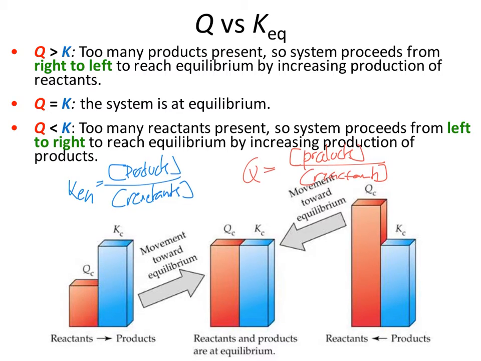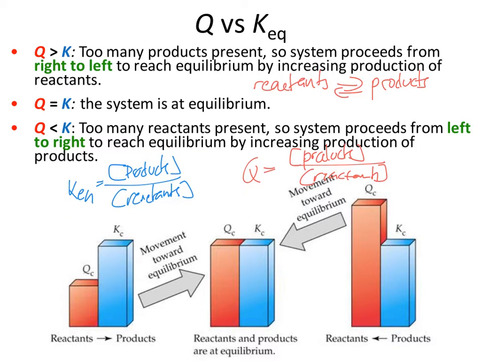So if we look at reactants turning into products and vice versa, in this case, if our Q is way too big, it means we have a lot of products. They have to be converted into reactants to finally get the ratio that is expected for the reaction.